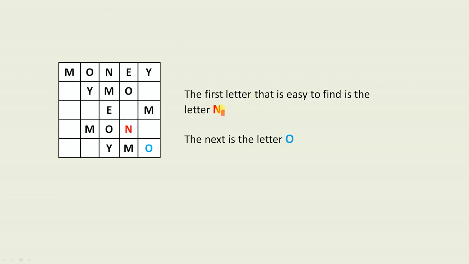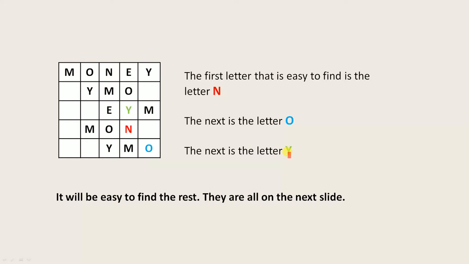So the first letter was N, we've already done that. The next letter is O. If you look at the diagonal now, because we already found the letter N, that must be O. So that's our next letter. So we've already found 2 letters. Let's look at one more.